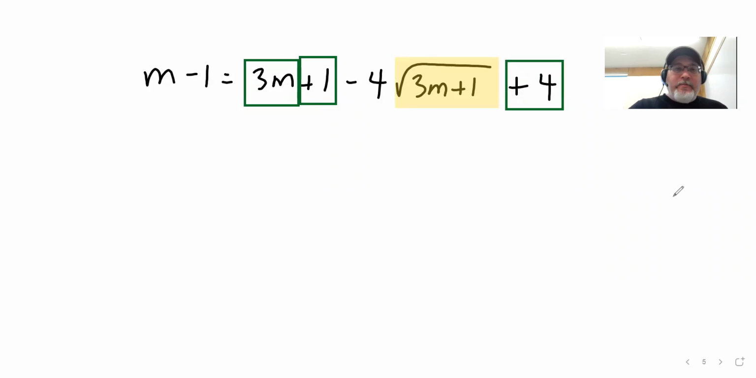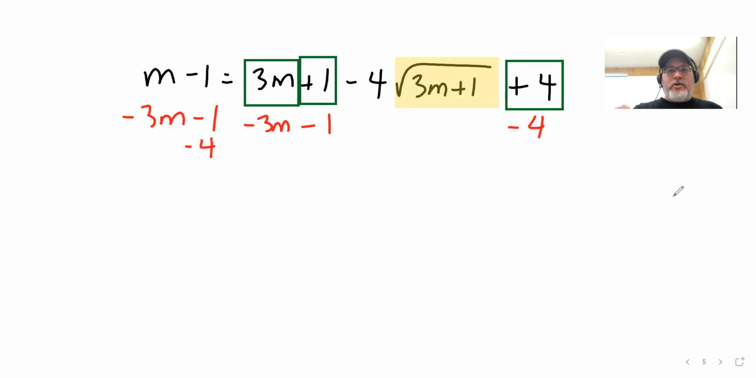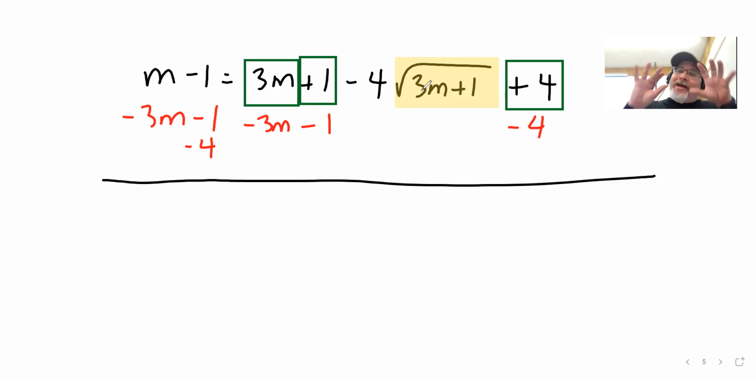I choose the latter. Let's subtract 3m from both sides. Subtract 1 from both sides. And in an unorthodox move, also subtract 4 from both sides. And notice I'm lining up the minus 4 with the like terms. This is an uncommon move. Most teachers will say combine like terms before you start getting rid of things. But why can't I get rid of and combine at the same time?